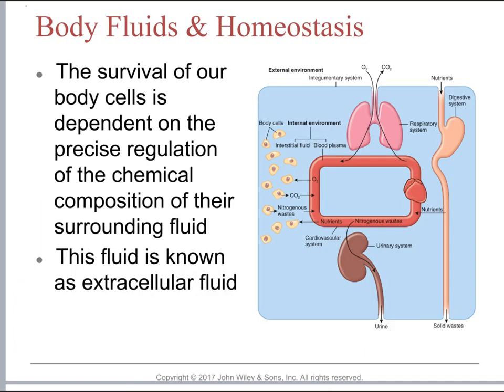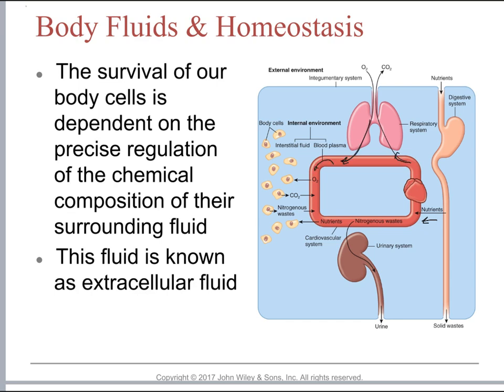Body fluids and homeostasis. The survival of our body cells is dependent on precise regulation of the chemical composition of the surrounding fluid, known as the extracellular fluid, or the fluid in the interstitium, or interstitial fluid. We can look at our digestive system, where nutrients are being ingested, the body is breaking them down into the smallest components, and those nutrients are being moved into the blood supply.